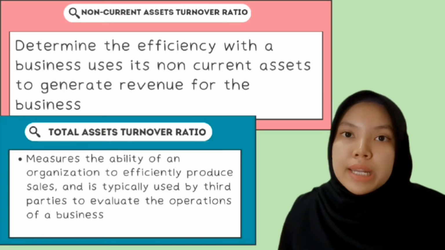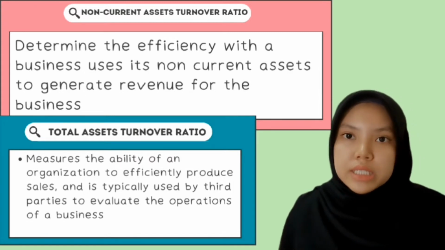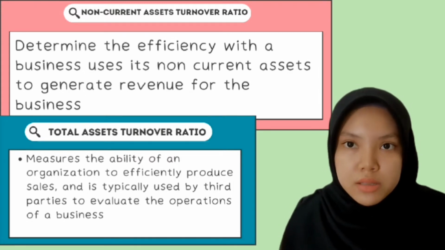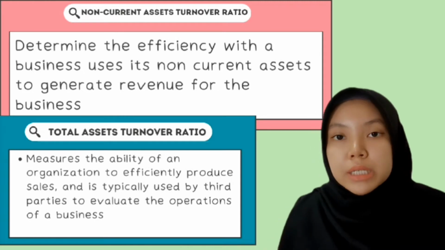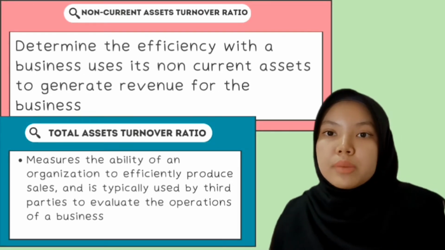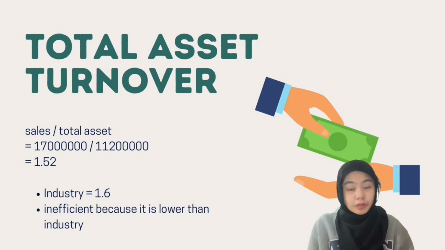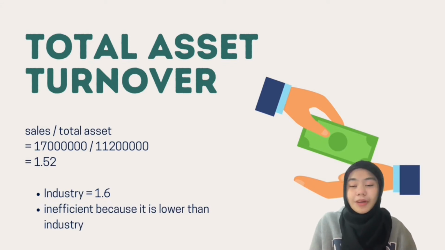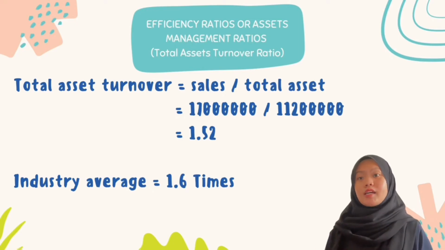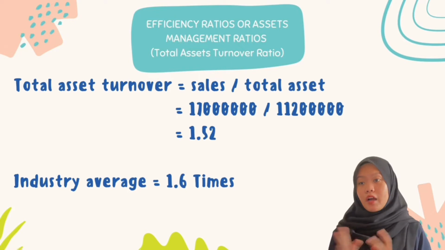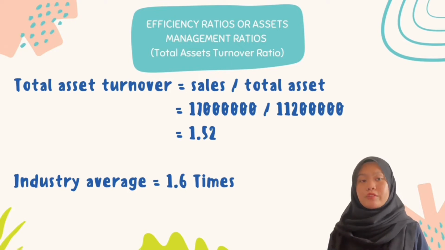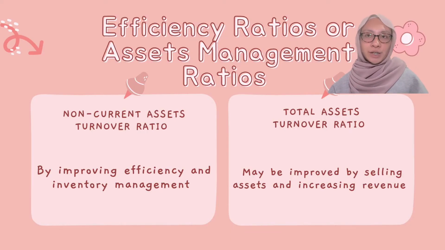Total asset turnover ratio measures the ability of an organization to efficiently produce sales and is typically used by third parties to evaluate the operation of a business. It is sales divided by total assets. It equals 1.52. Khidmat Bakti Berhad's total asset turnover is 1.52. Meanwhile, the industry average is 1.6 times. This shows that Khidmat Bakti Berhad's ratio is lower than the industry, which is not preferable. This ratio can be improved by selling assets and increasing revenue.